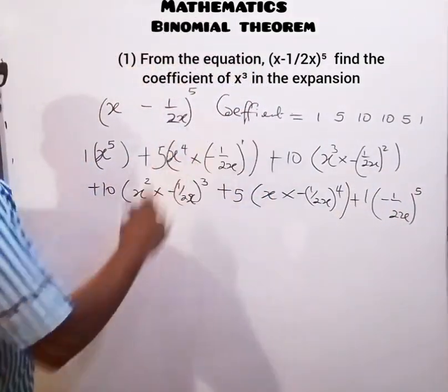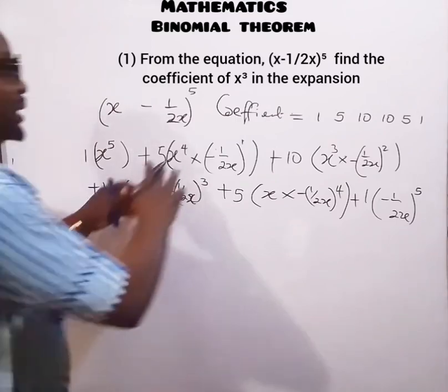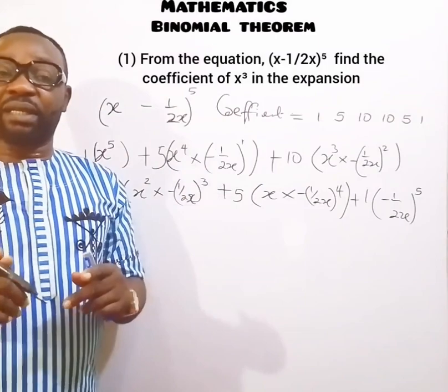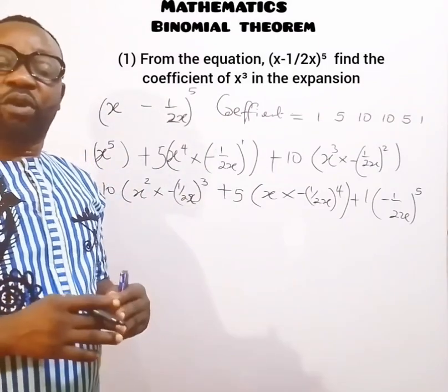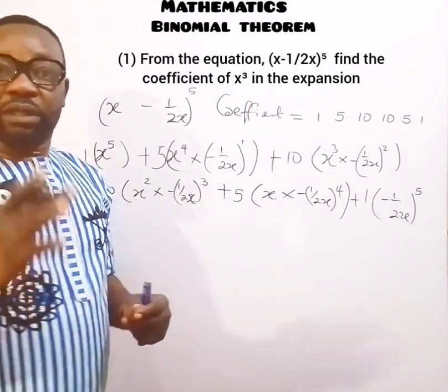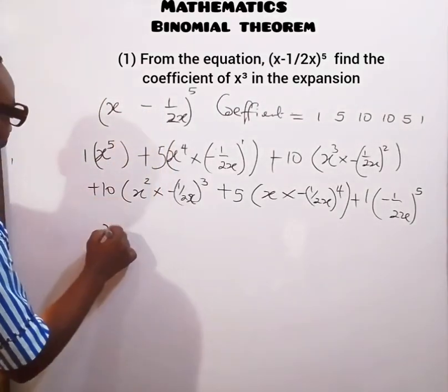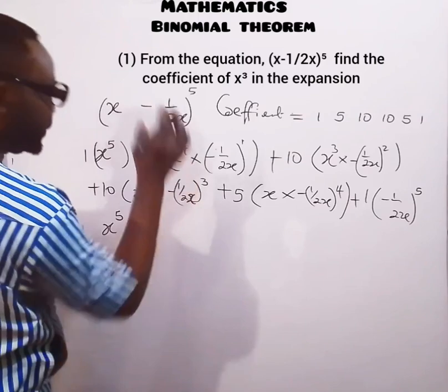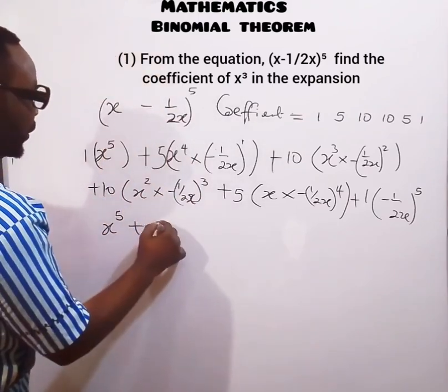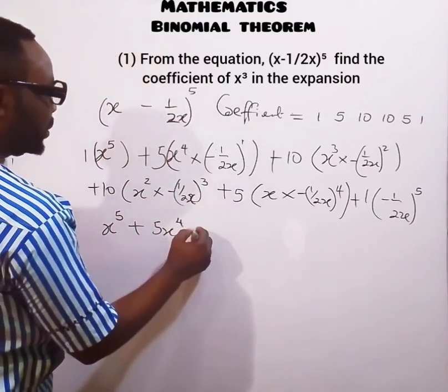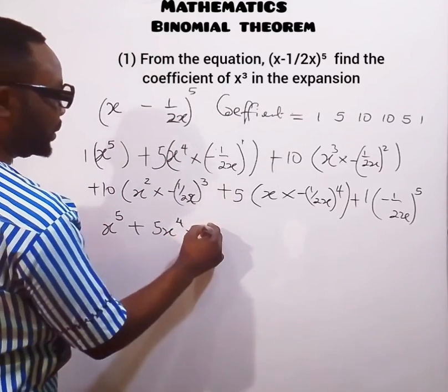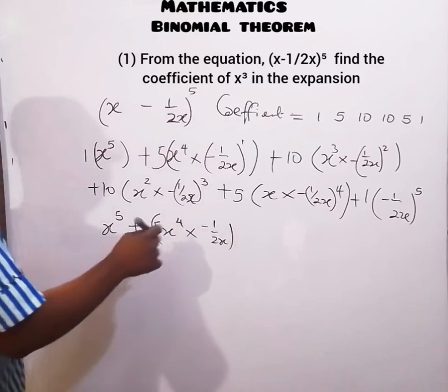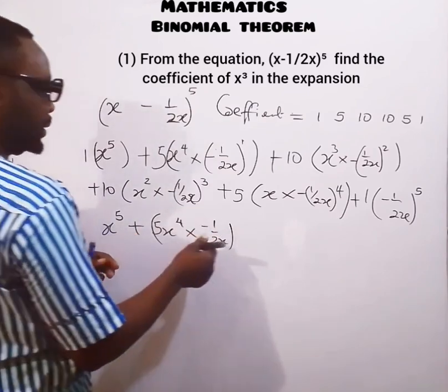Now we're going to open up our bracket. That is what this expression is giving us. But don't forget the question itself. The question says that we should find the coefficient of x raised to the power of 3. That is what we are after. So let's go ahead. x raised to the power of 5, that is 1 times x raised to the power of 5, plus 5x raised to the power of 4 multiplied by minus 1 over 2x. Let's put it in bracket because of this negative value.